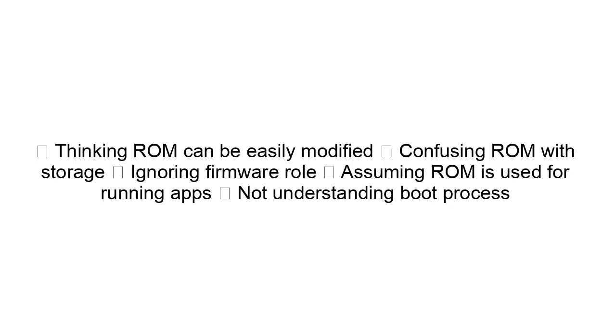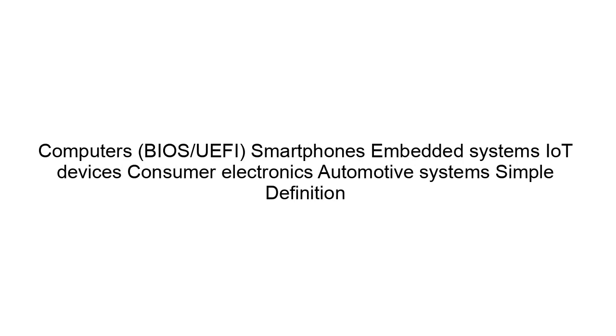Common mistakes beginners make: thinking ROM can be easily modified, confusing ROM with storage, ignoring the firmware role, assuming ROM is used for running apps. Where ROM is used: computers, BIOS and UEFI, smartphones, embedded systems, IoT devices, consumer electronics, automotive systems.